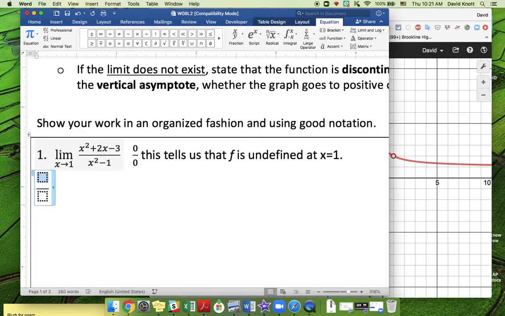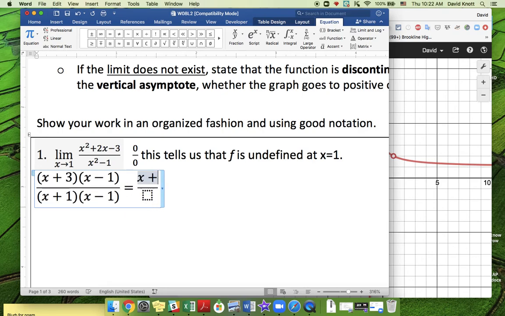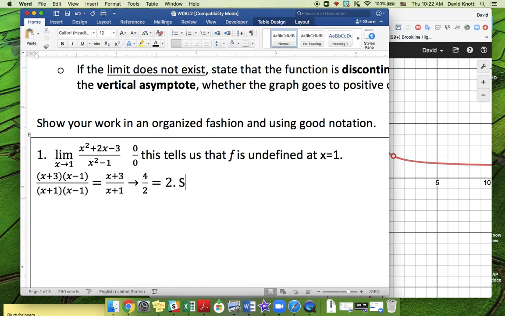So of course, we can factor the top and bottom. The top factors as x plus 3 times x minus 1, and the bottom factors as x plus 1 times x minus 1. Those two x minus 1s cancel, and that leaves me with x plus 3 over x plus 1, which now, if I try plugging in 1, I get 4 over 2, which of course is just 2. Great. So the limit does exist, and it's 2. The value of this limit is 2.